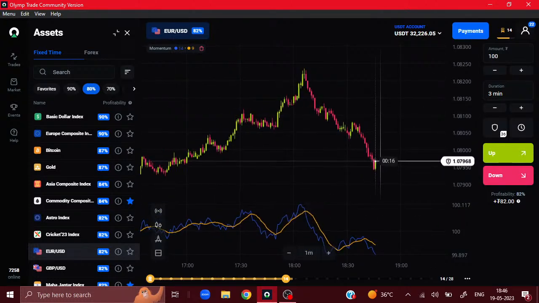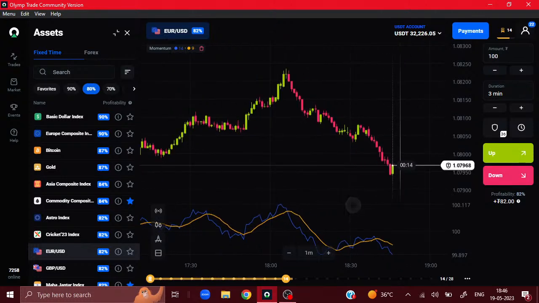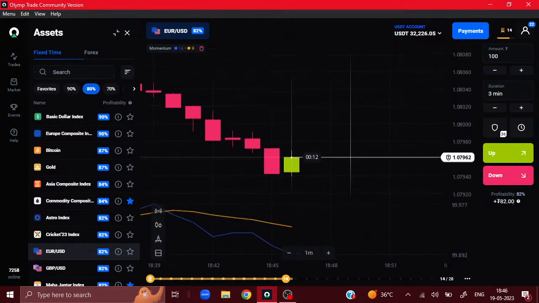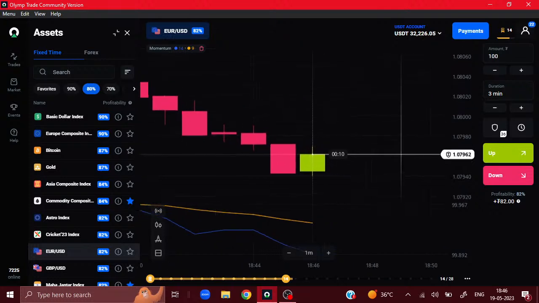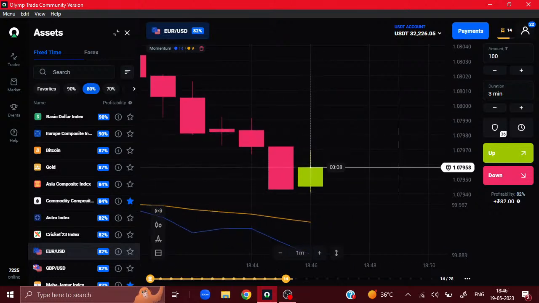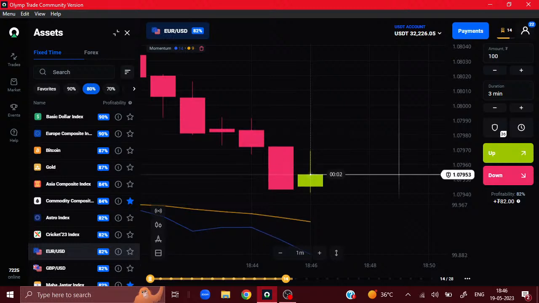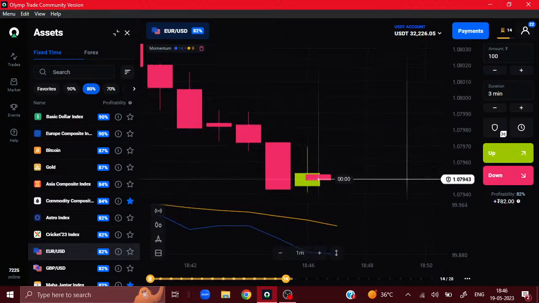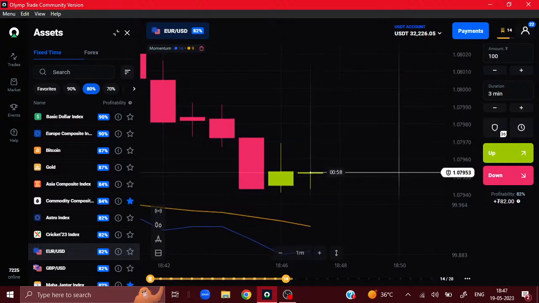Okay, guys, we can see that in Euro USD, this is a support area, and if this green candle engulfs the red candle, then I will enter into an upside trade. Or if the next candle breaks the high of the previous red candle, then also I would like to enter into an upward trade. Let us wait for this trade to close.